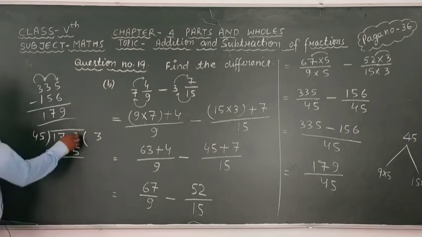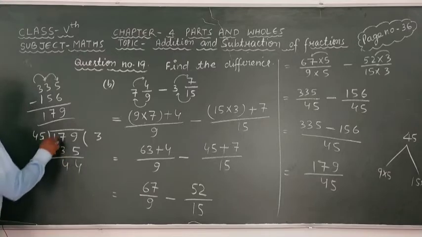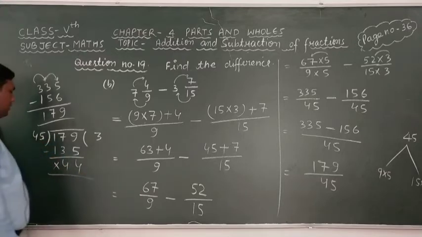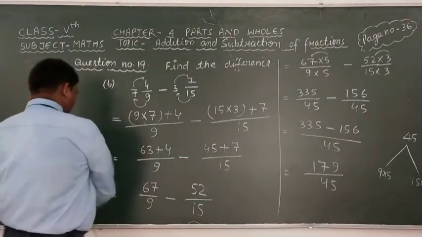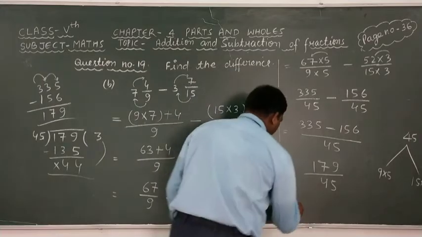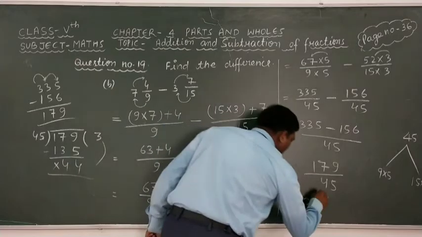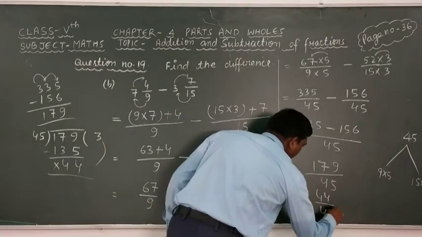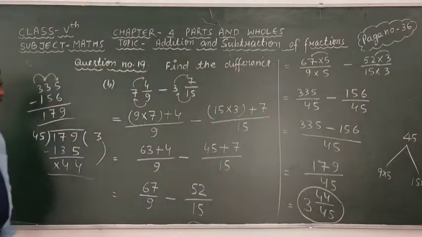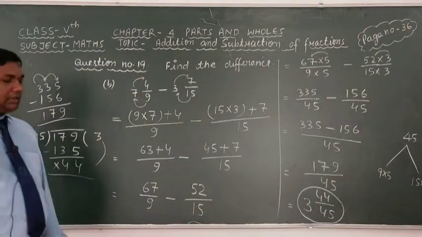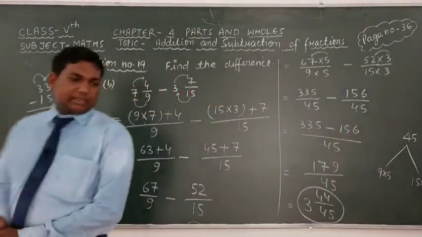Okay, after subtracting this we get 9 minus 5 is 4, 7 minus 3 is 4, and this is 0. That means that cancel out. Look at here carefully. After dividing this we get 3 mixed 44 over 45. This is the answer of this question. Okay, if any student has doubt in this question, please ask me on my personal WhatsApp number. Okay, students, now read this.